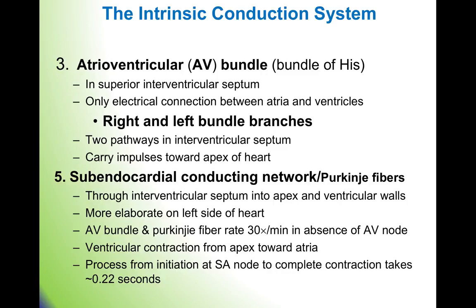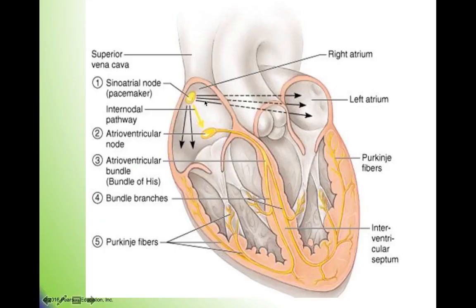Another number to remember: going from the SA node, all the way from the top portion of the heart, down through the AV node, AV bundle, bundle branches, and Purkinje fibers, takes about 0.22 seconds to allow these electrical impulses to spread through the heart.